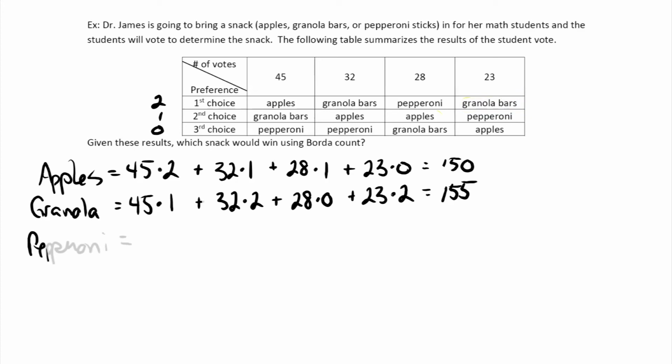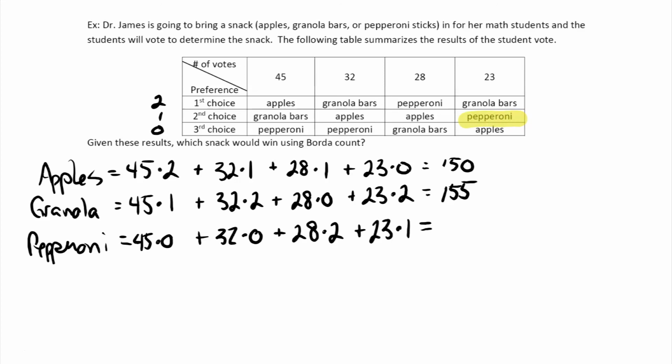Finally, we're looking at pepperoni, and we see that in the first 2 columns, pepperoni is ranked third, so they're both going to end up being multiplied by 0. So we've got 45 times 0 plus 32 times 0. Now in the third column, there are 28 who ranked pepperoni as their number 1 choice. So we've got 28 times 2. And finally, in the last column, pepperoni is ranked second. So we've got 23 times 1. And if we total all that up, we end up with a score of 79. So based on those results, we can see that the granola bars are going to be the winning snack.